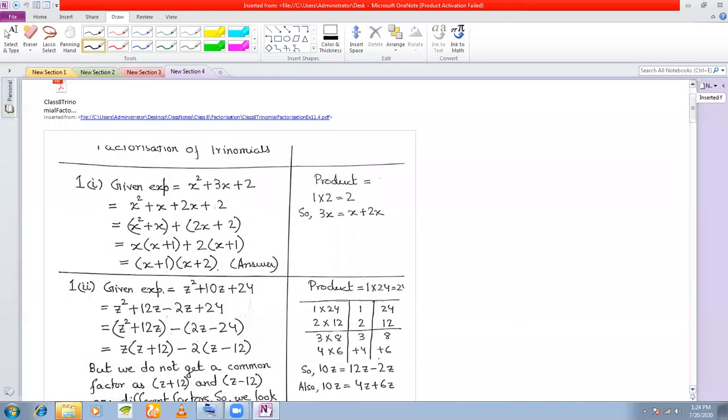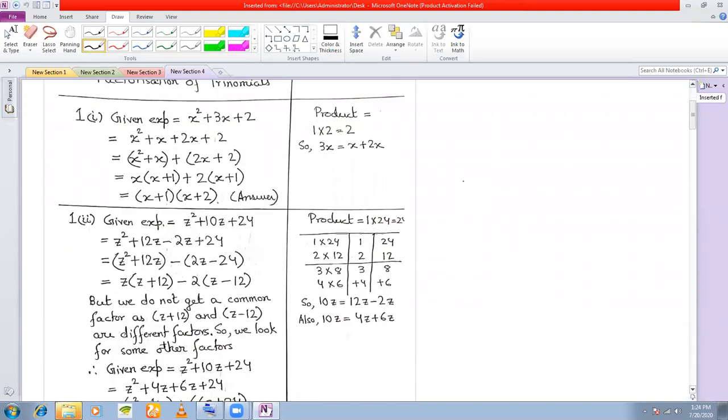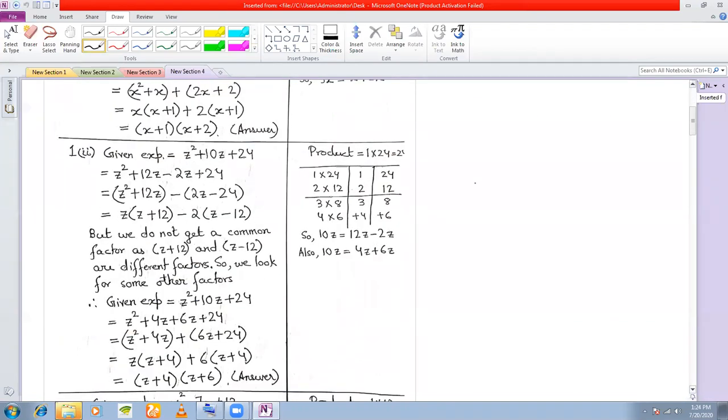Let us take this. Not the first one, the first one is too simple. Let us take the next one: z square plus 10z plus 24. You see this is a trinomial, consisting of 3 terms. Also, the power of z here is 2, here it is 1, and here it is 0. So it can be factorized by middle term factorization.